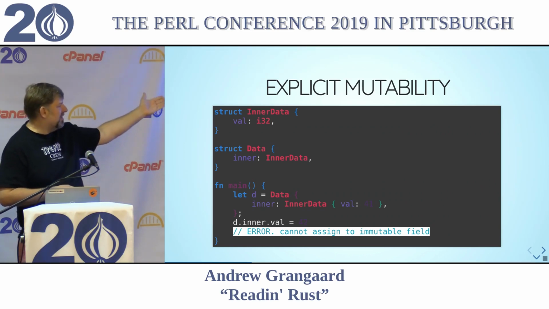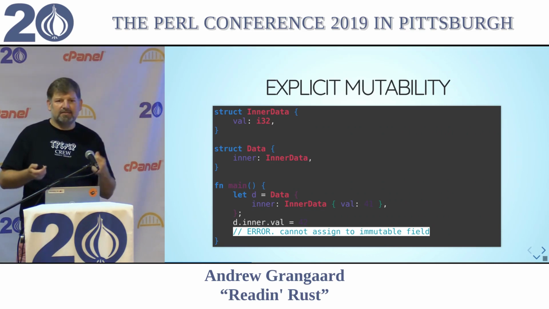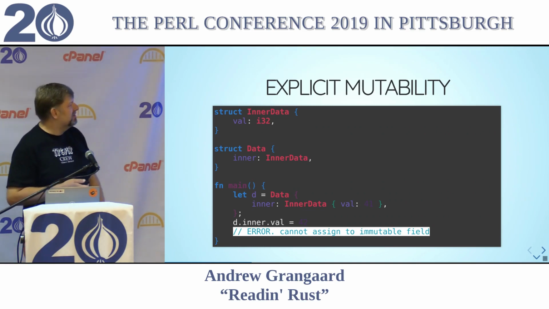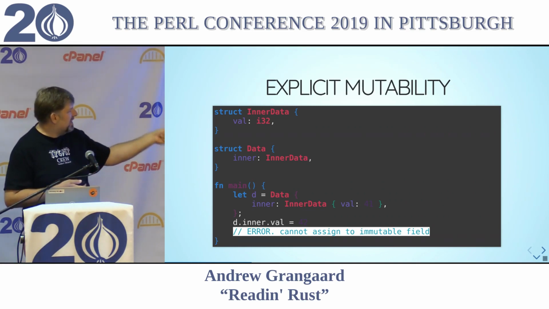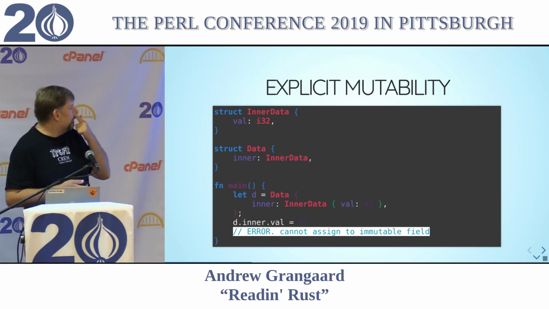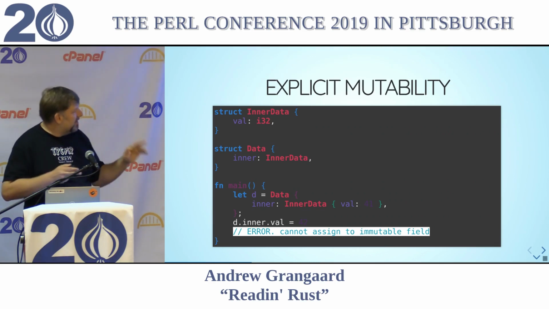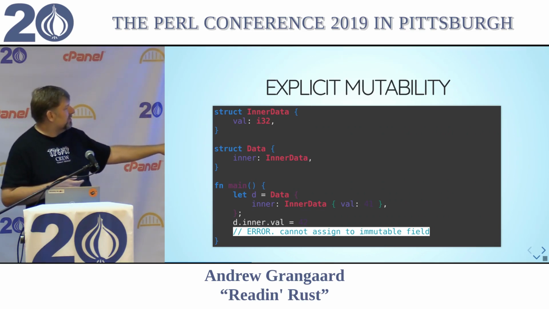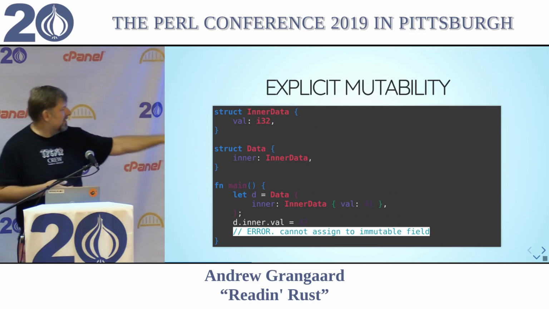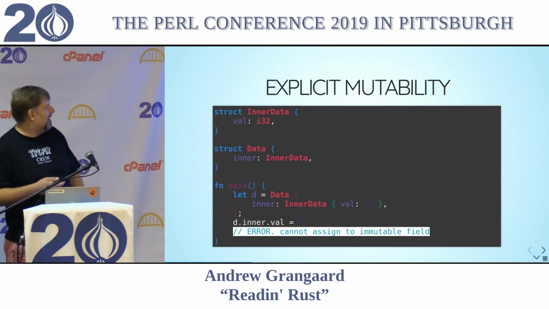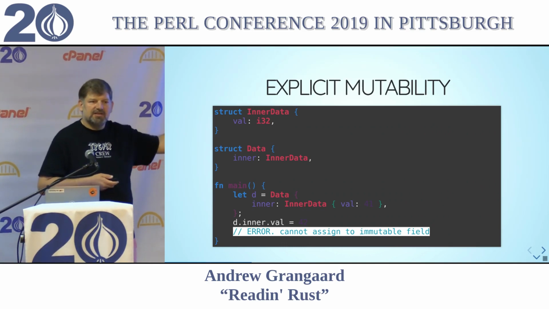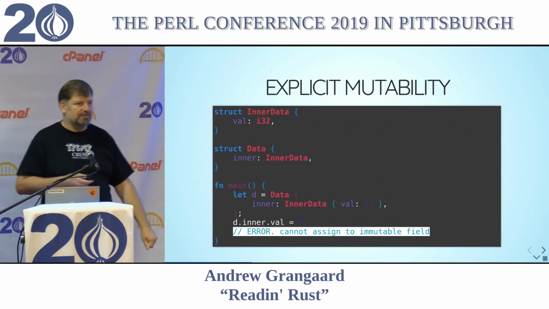And so in my function, I can create one of these with let. Think of it kind of like my. That's where you're creating your lexical variables here. So let d equal Data. You can't quite, I'm sorry, you can't see these slides. Data, brace, InnerData, val. So I'm not using a constructor, I'm just literally building one of these by saying I have a Data that has an InnerData that has the value 41. And now I'm going to say d.inner.val, which is how I would get to something in a struct, use the dots, and I say I want to set that to 42.